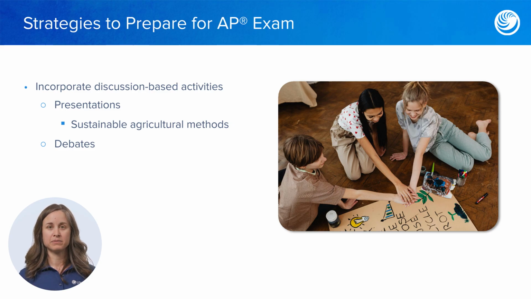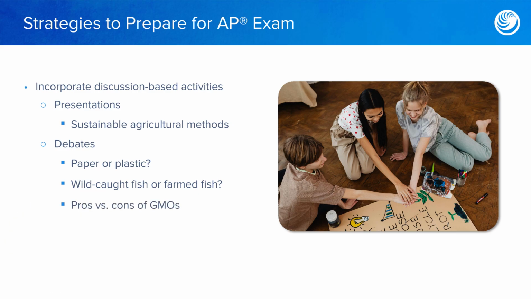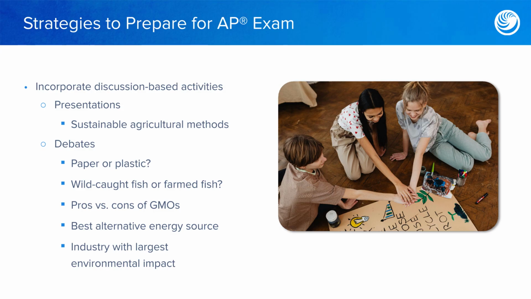There are many examples of debates that you can use in this class. Is paper or plastic better for the environment? Are wild caught fish or farmed fish better for the environment and human health? Do GMOs have more pros or cons for the environment? What's the best alternative energy source? Which industry has the largest environmental impact? Debates encourage critical thinking and the ability to consider multiple perspectives, which is valuable for analyzing environmental problems and proposing solutions.